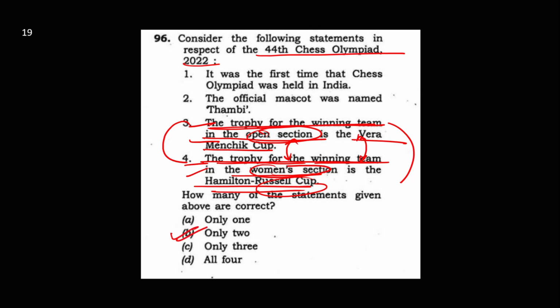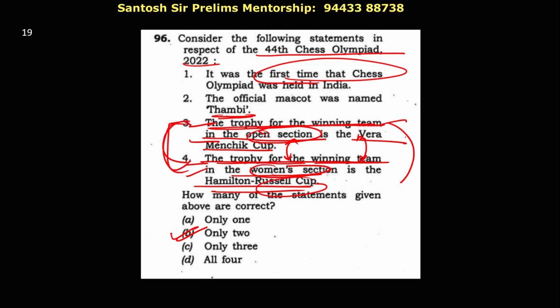So the answer is only two, because this statement is common knowledge. The chess competition was there last year. Everyone who has read a little bit of current affairs also knows, and Thambi was the mascot. I'm not saying that you can solve this question entirely using the elimination method only. Obviously not. You need a little bit of knowledge of current affairs also, but this is not needed knowledge. You can easily eliminate this.